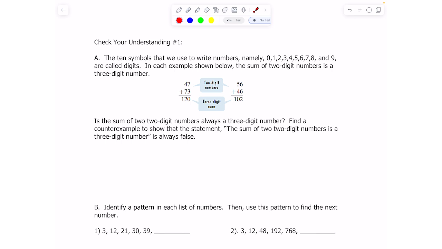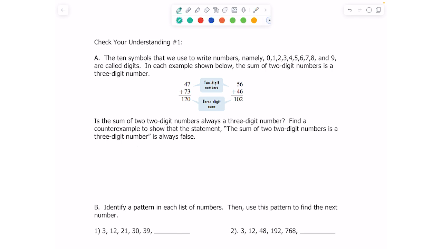So in the example we did earlier, we looked at the product of two two-digit numbers. Here we're looking at the sum. Sum means to add. So here's two two-digit numbers, two sets of them, where we're adding them and we're getting a three-digit answer. So is that always going to be the case? So can you think of two two-digit numbers that you add together that would give you not a three-digit number?